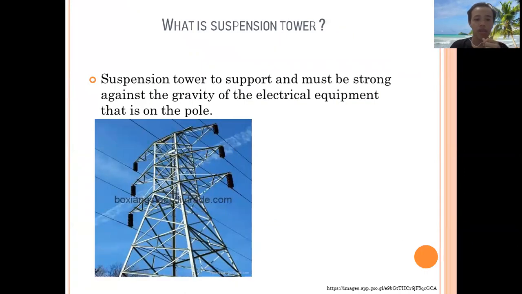What is a suspension tower? A suspension tower is to support and must be strong against the gravity of the electrical equipment that is on the pole. This tower is made of iron material to be strong in holding the existing load, which is designated as in the image below. This is aimed to survive strong wind because the transmission tower is very high, up to about 30 meters.